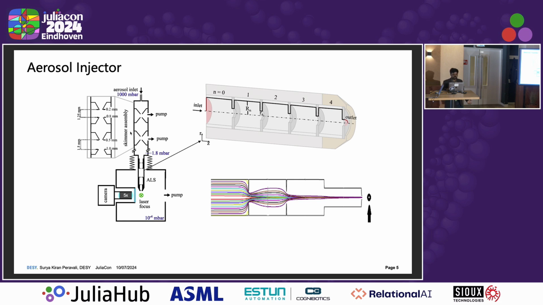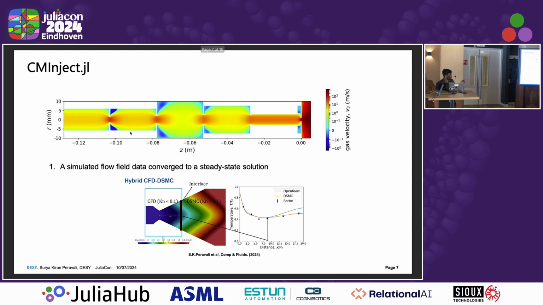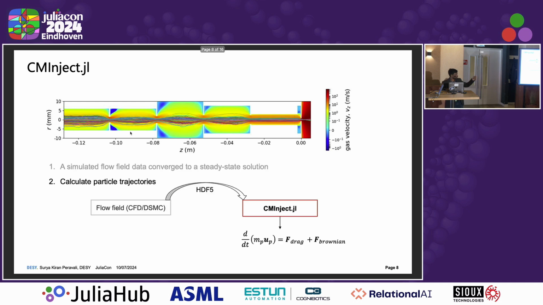So we created CMInject, which follows two steps. First, we need simulated flow field data converged to a steady state solution. This is another complex multi-physics problem, for which I created a hybrid Navier-Stokes and Boltzmann equation solver and benchmarked it with a rocket nozzle case, which follows similar physics. Once the flow field is estimated through this hybrid solver, the next step is to calculate particle trajectories.